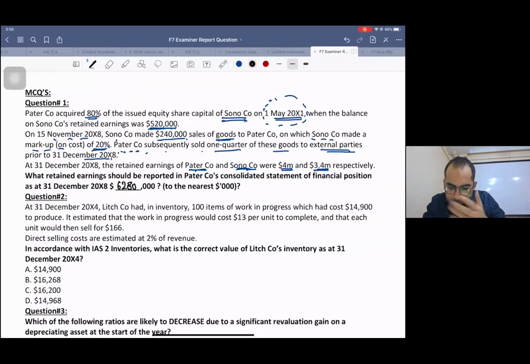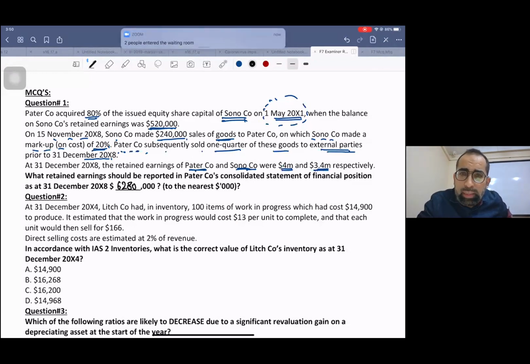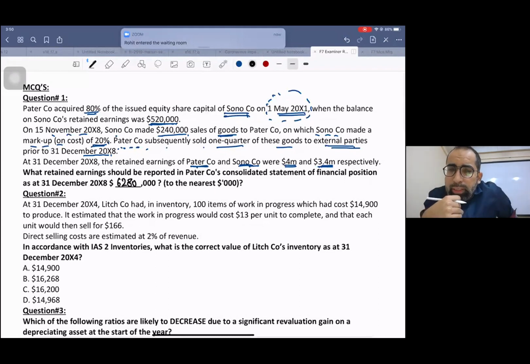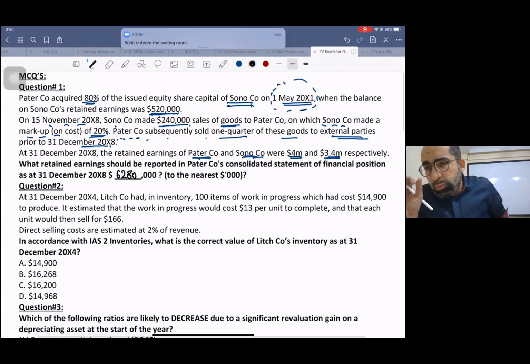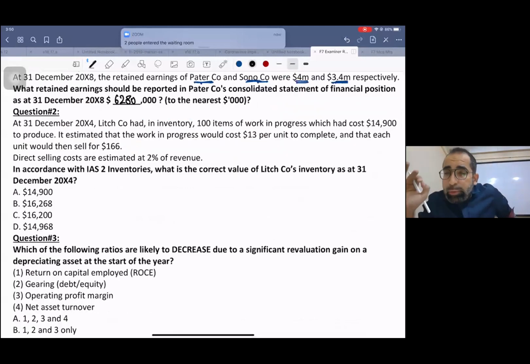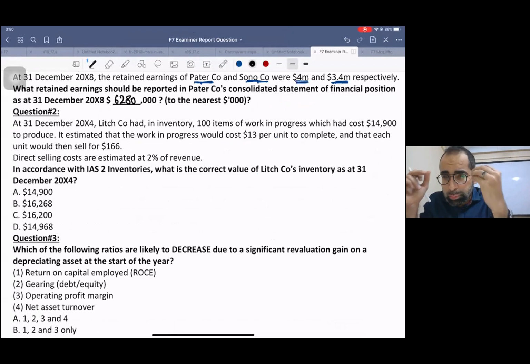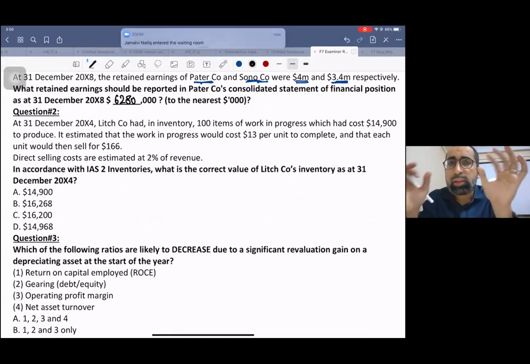Now, the next question is very, very easy. It's related to your basic course, the F3 course, the last paper you did. Okay, IAS 2 inventory. See the screen. You remember in IAS 2, we used to say this dialogue many times: inventory should be recorded at the lower of cost or NRV, right? Okay, so let's do it.